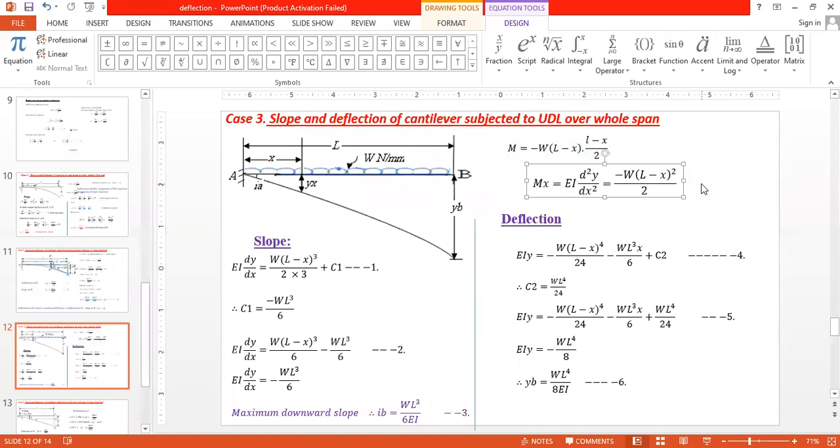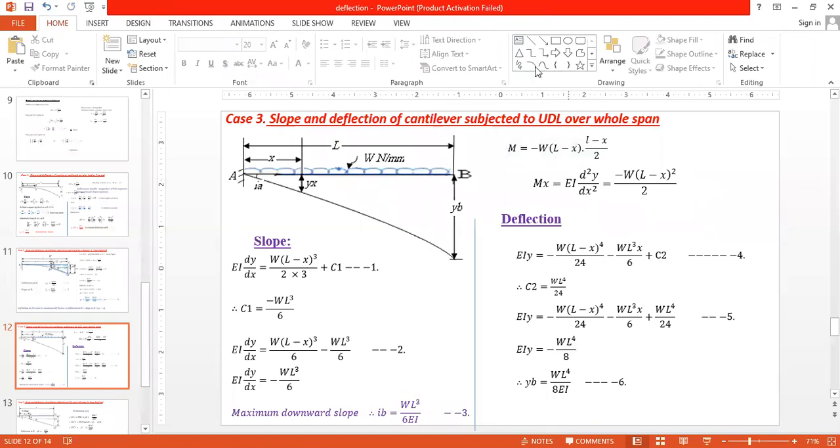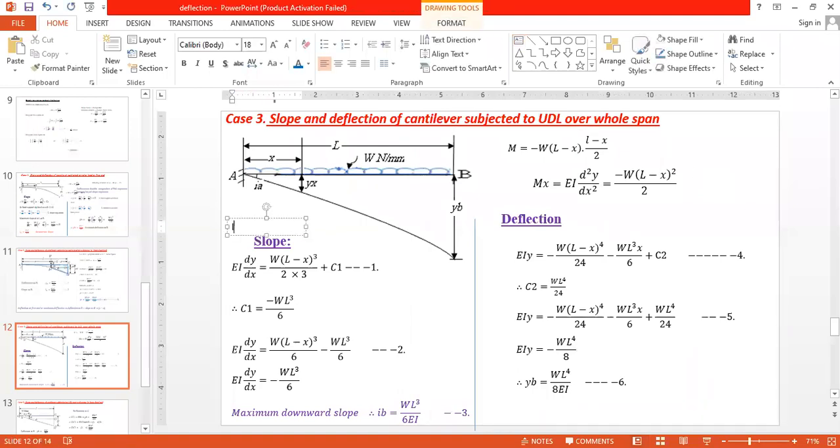Now the first integration of this equation gives the slope. That means we integrate this bending moment equation for calculation of the slope.